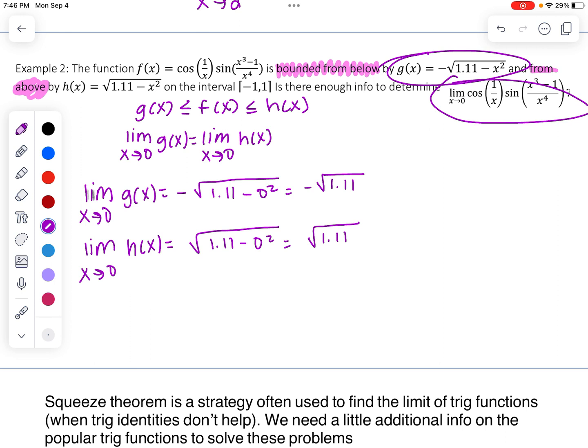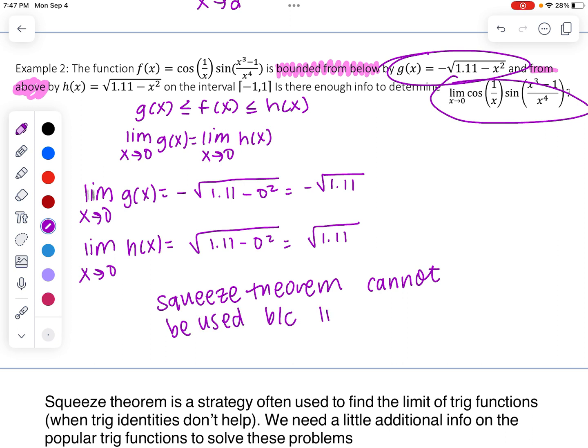And so because they aren't the same thing, we can't use the squeeze theorem, because you have to have the limit of those outer bounds be the same thing. So I'm going to write the squeeze theorem cannot be used because, and I can just write it like this, the limit as x approaches 0 of g of x doesn't equal the limit as x approaches 0 of h of x. So that is why it does not work.